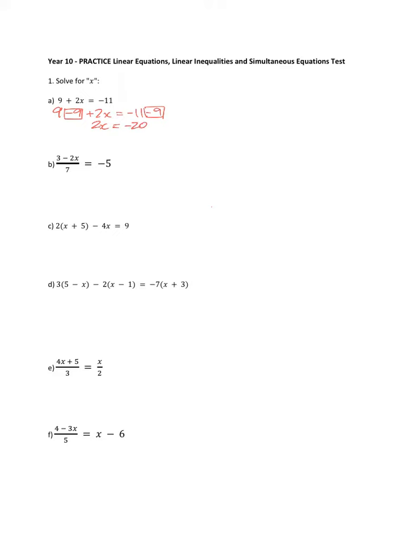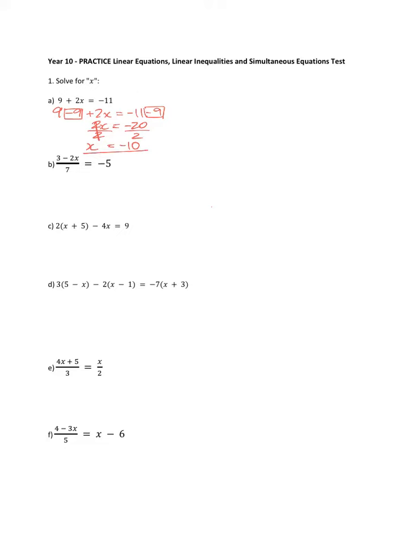I need to get rid of the 2 in front of x. 2 is multiplying x, so the opposite of timesing by 2 is dividing by 2, so divide both sides by 2 to keep it balanced. 2 divided by 2 cancels to 1, so you're left with x is equal to negative 20 divided by 2, which is negative 10. So that is the solution for the first one.